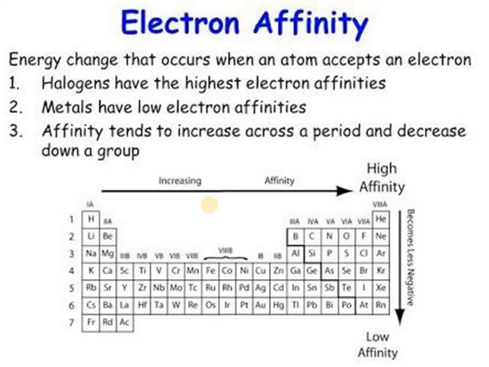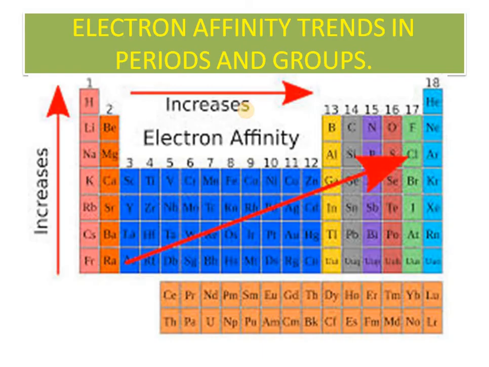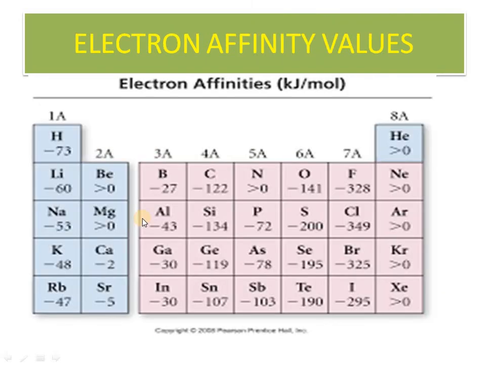Normally all these trends depend on the stability after acquiring one electron, that depends on the atomic size, and on the relative nuclear charge. Okay, so this is the general trend, and you can see chlorine has the highest electron affinity in the periodic table. Okay, and the least is related to alkali metals here. Fine.